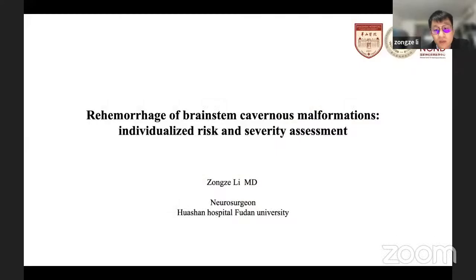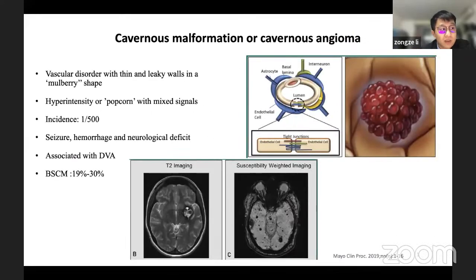Risk and severity assessment. As we all know, cerebral cavernous malformation is one of the most common intracranial vascular malformations. The disease is characterized by a mulberry-like vascular lesion that shows high intensity of mixed signals, like popcorn, on MRI. The SWI sequence was used to identify the multiple lesions. The incidence rate in the population was 1 out of 500. And the typical clinical presentations were seizure, hemorrhage, and neurological deficit.